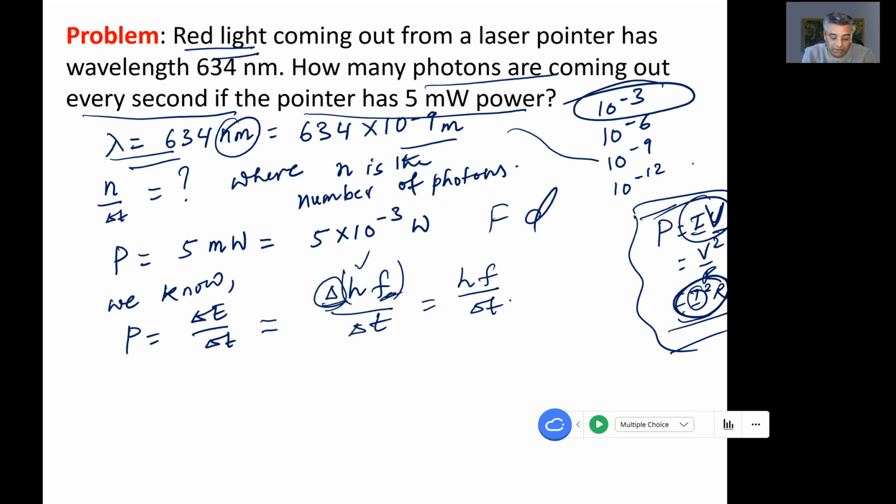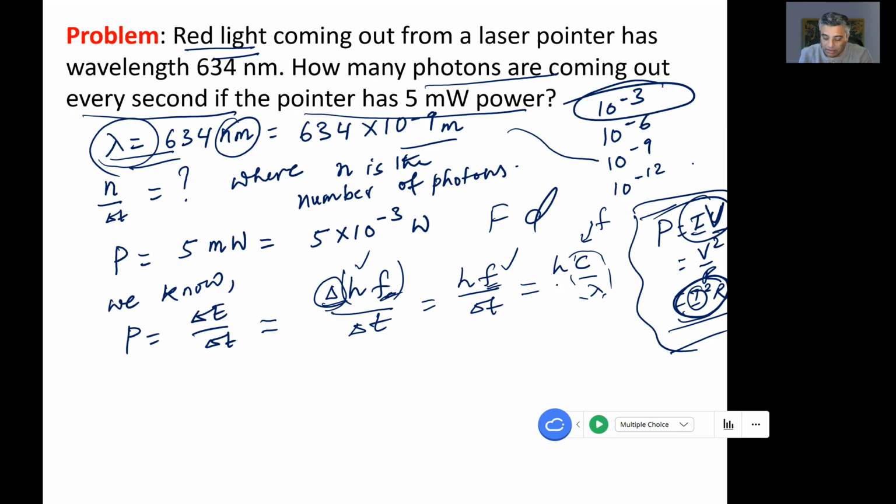Now we have f in the equation, but what we know is the wavelength. So we need to write this frequency in terms of wavelength. When we do that, what happens? Frequency is c over lambda. So that's what the frequency is.